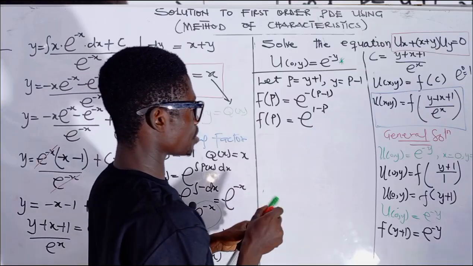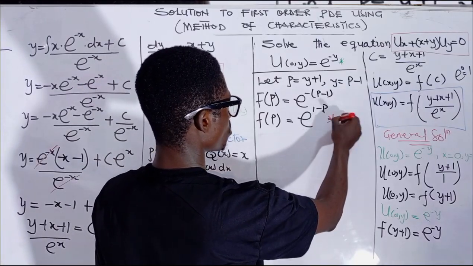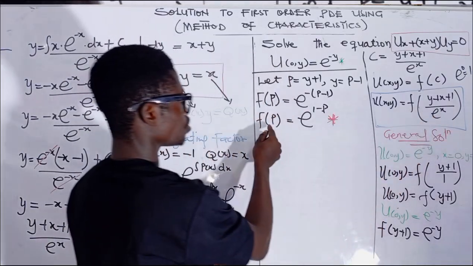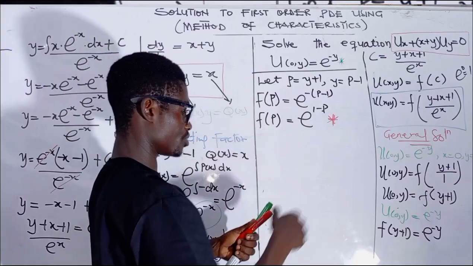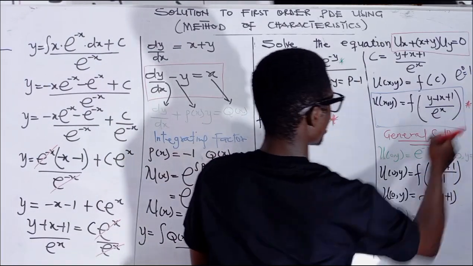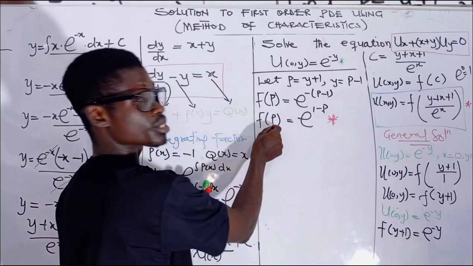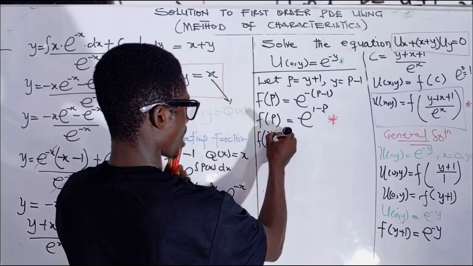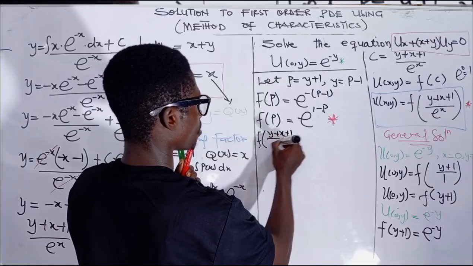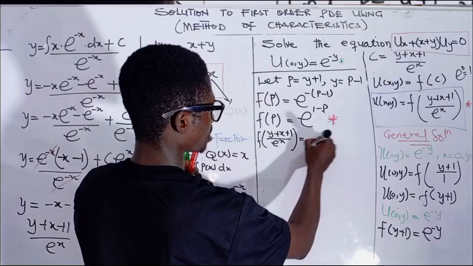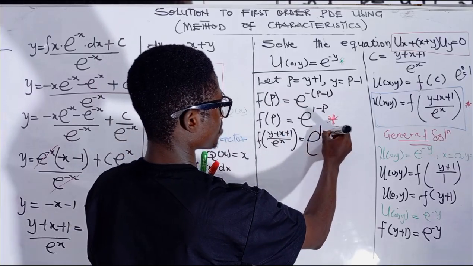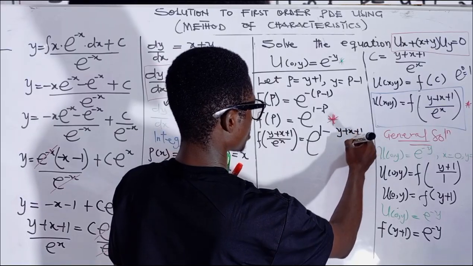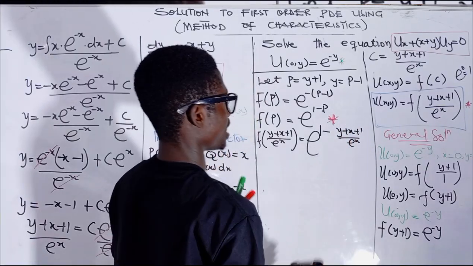Now we are going to go back to the general solution and write what is in the function to replace p. So we have a function of y plus x plus 1 all over e exponent x is equal to e exponent 1 minus p, which is this: y plus x plus 1 all over e exponent x.